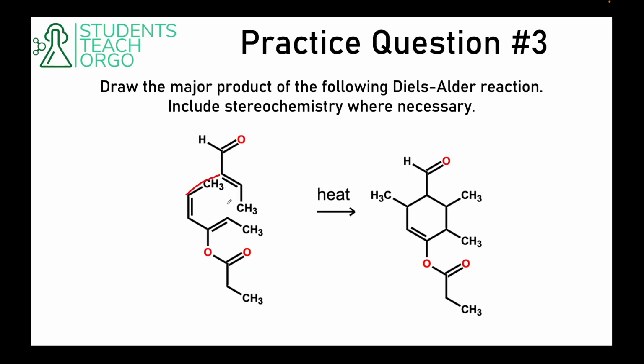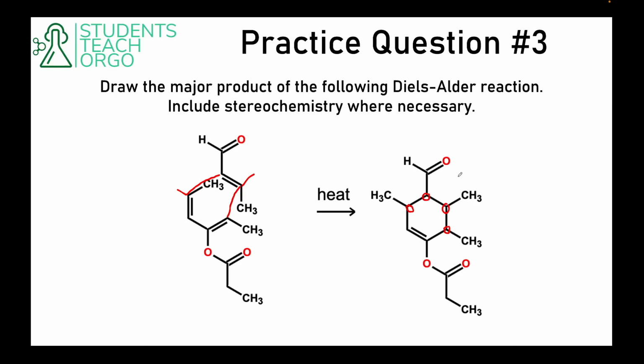There's a new bond between here and here, a new bond between here and here. This methyl group is going to stick out, this methyl group is going to stick out, and that's going to give us this product right here. So I would recommend just drawing the product first without thinking about the stereochemistry too much. But now we have to realize that that's a stereocenter, that's a stereocenter, that's a stereocenter, that's a stereocenter, and we have to figure out what the correct conformation is, whether they should be wedged or dashed.